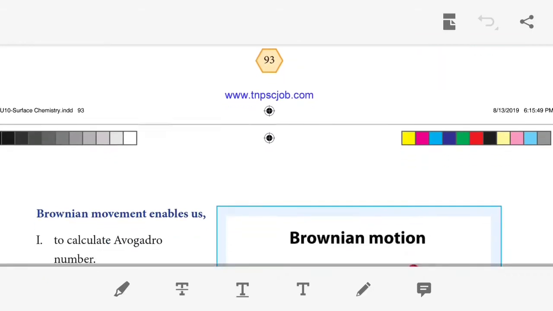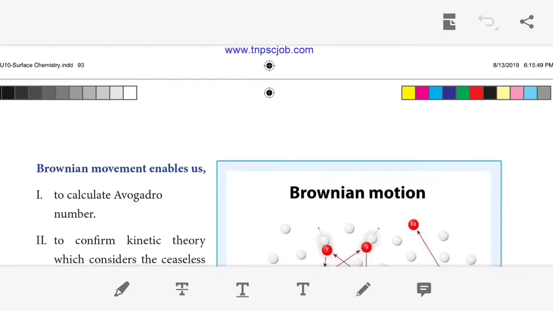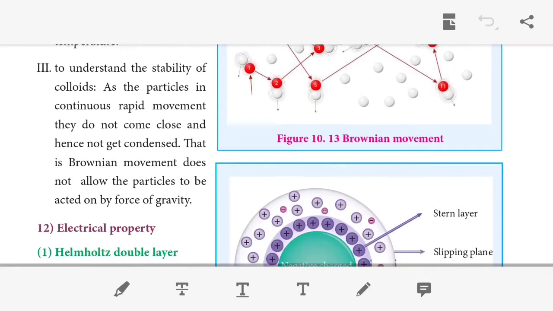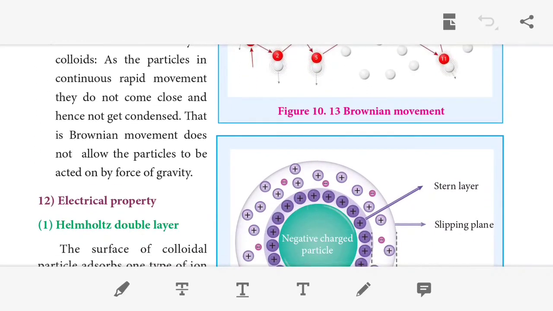So some of the advantages are here. First one, to calculate the Avogadro number. Second advantage, to confirm the kinetic theory of gases. Third one, the ceaseless rapid movement of molecules increases with increase in temperature. Okay. Fourth one, it helps understand the stability of colloids. The particles are in continuous rapid movement, so they do not come close and do not get condensed. So these are the advantages of Brownian movement.